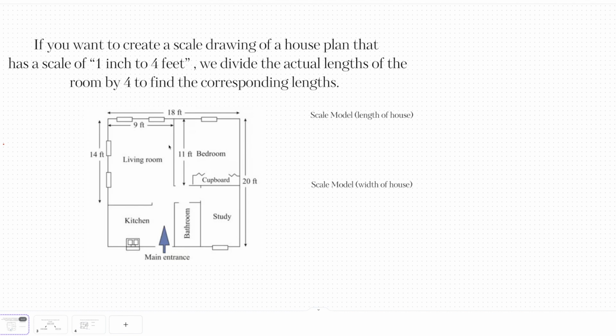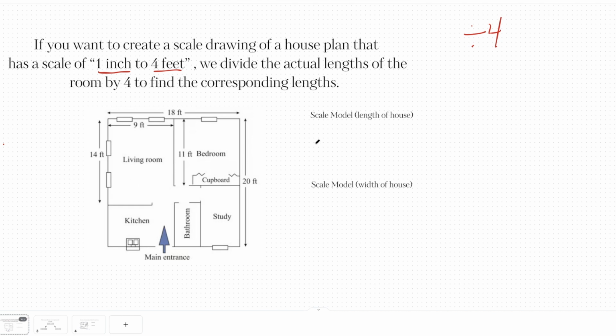And what we want to do is come up with a scale drawing, okay? The dimensions of a scale drawing of the real thing. So if you want to create a scale drawing of a house plan that has a scale of 1 inch to 4 feet, that's what we're going to use. What we do is divide the actual lengths of the room by 4 to find the corresponding lengths. So again, here we have the actual. We want to now come up with the dimensions of just the scale model. So we have to divide these numbers by 4. So I'm going to write down a big divide by 4 sign over here.